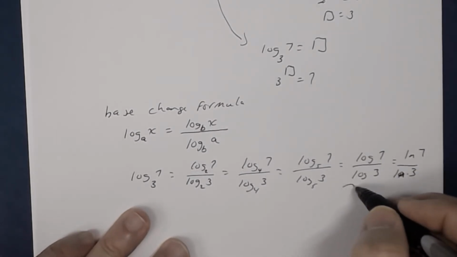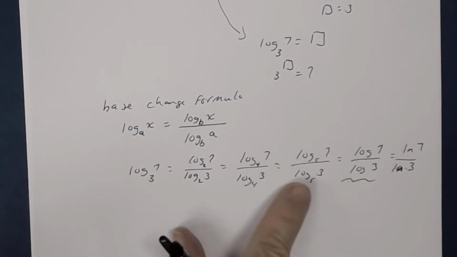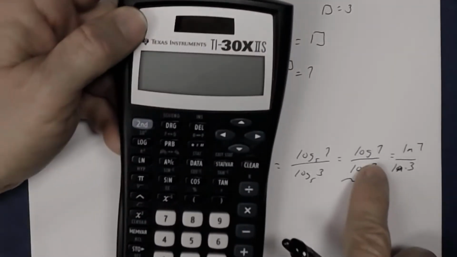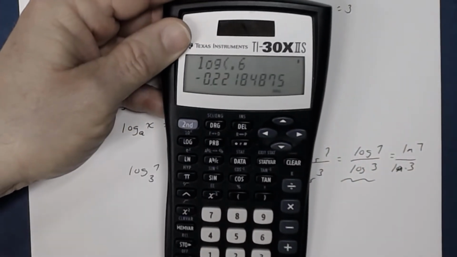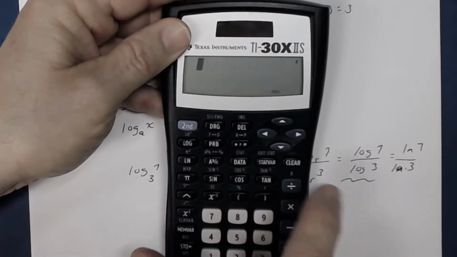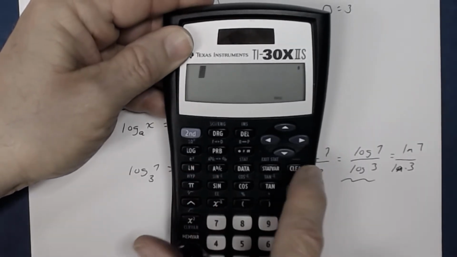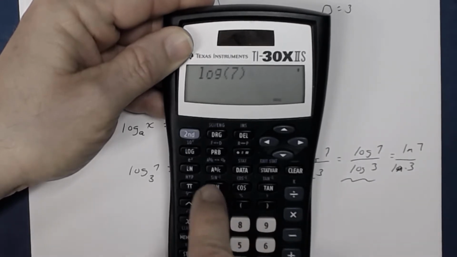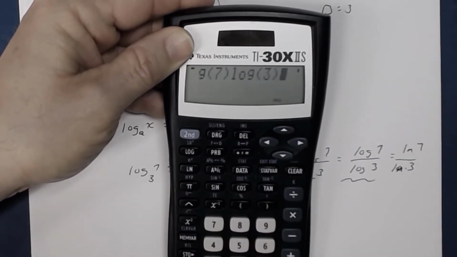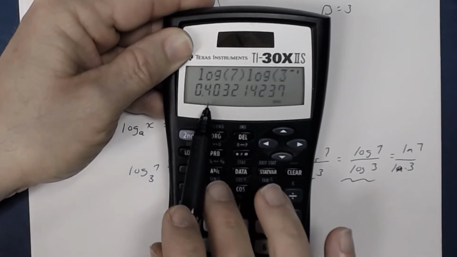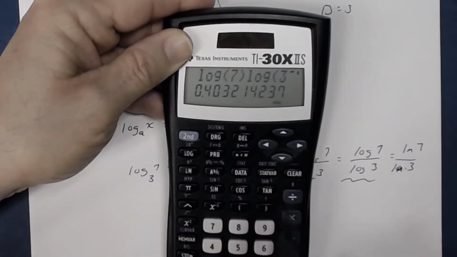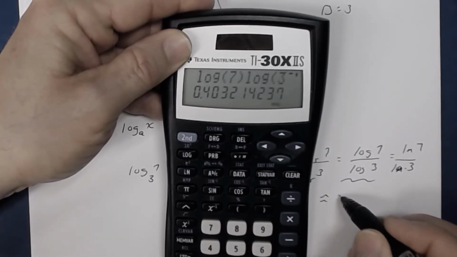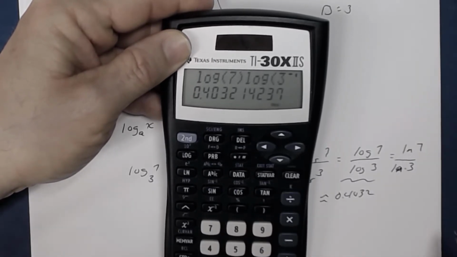All right, let's use a calculator on this one, because remember, I can use a calculator here since your calculator uses base 10 or base e. So if I do this, log of 7, don't forget to close the parentheses, divided by log of 3, close the parentheses, press equal, and that's what that equals. So 0.4032, approximated to 4 decimal places. So that's approximately equal to 0.4032.